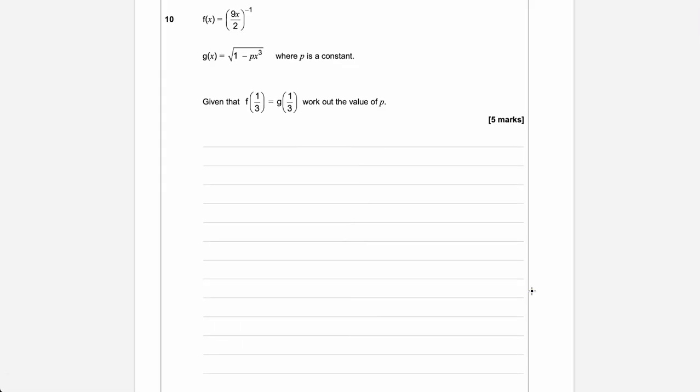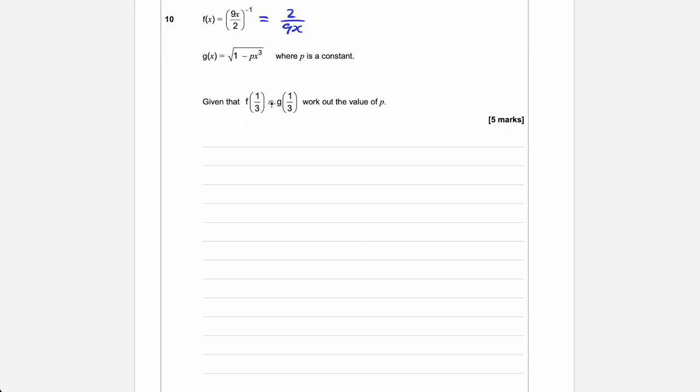Okay, f of x equals this. Okay, so the minus 1, guys, just note this is literally the reciprocal. So this equals 2 over 9x. So I think they're just writing that to confuse you, but note it is that. It is not the inverse function. That would be different, guys. That would be f minus 1 of x. It's a different thing. Okay, g of x is this.